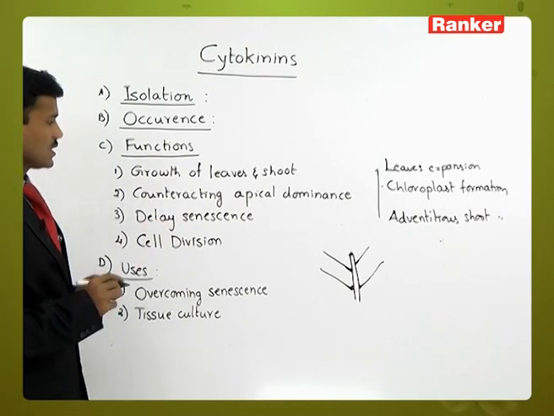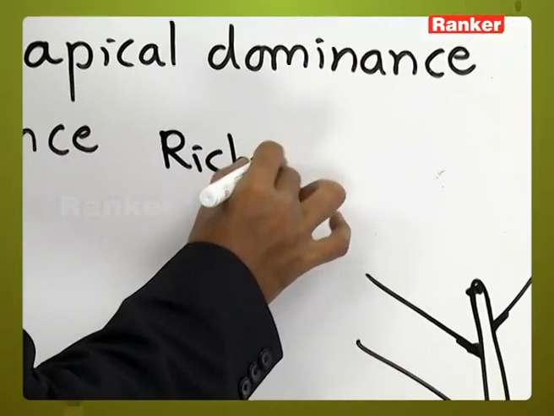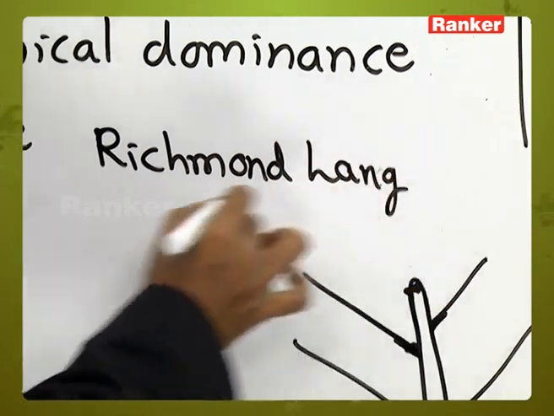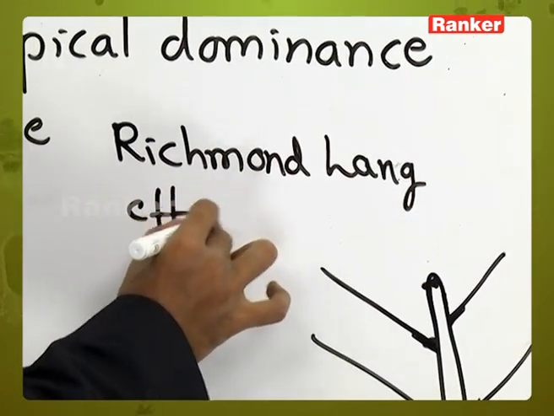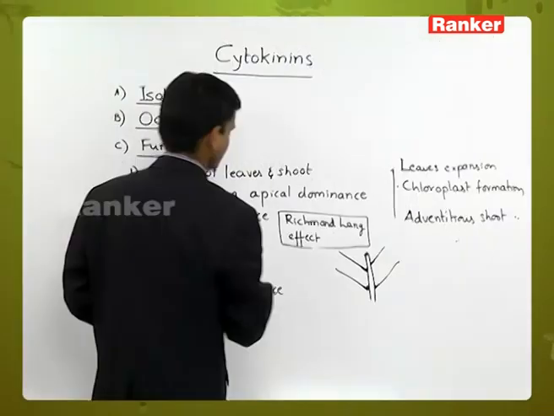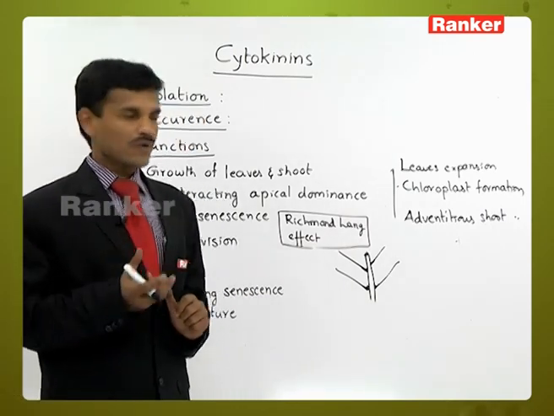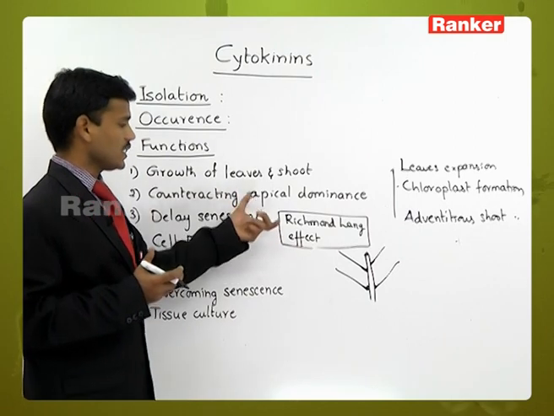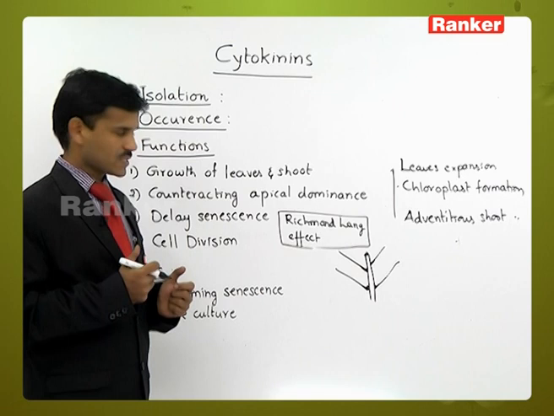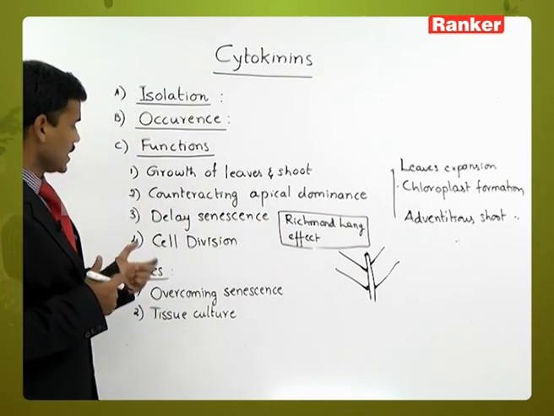This effect is called the Richmond-Lang effect. Leaf senescence or fruit senescence, mainly leaf senescence, is delayed by the cytokinins. It is called the Richmond-Lang effect. Richmond is a scientist's name. So here leaf senescence is delayed.